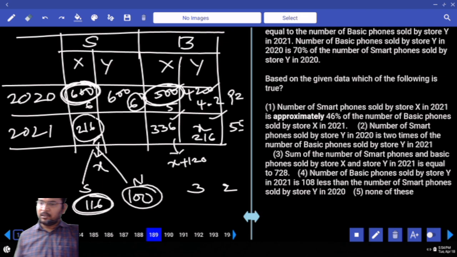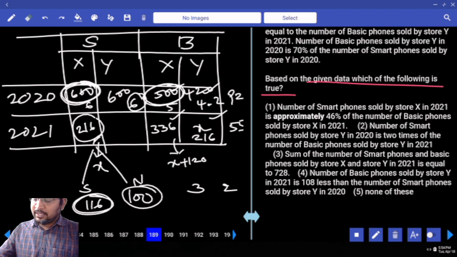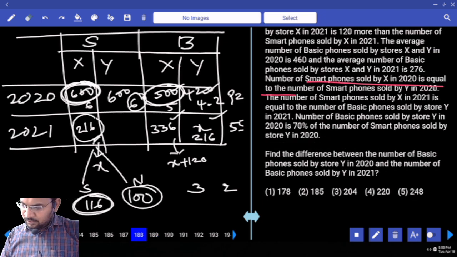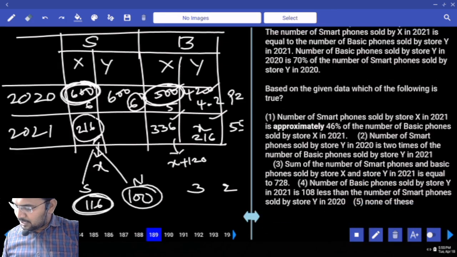See the first statement. Given the data, which of the following is true? See the first statement. Is any question missing? No. Next. Which of the following statements is true? They are asking which of the following statements is true.